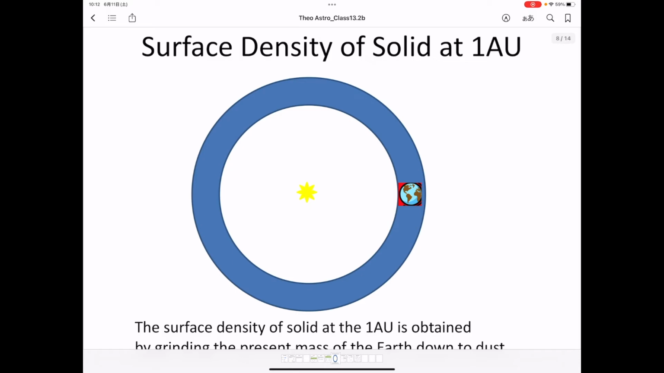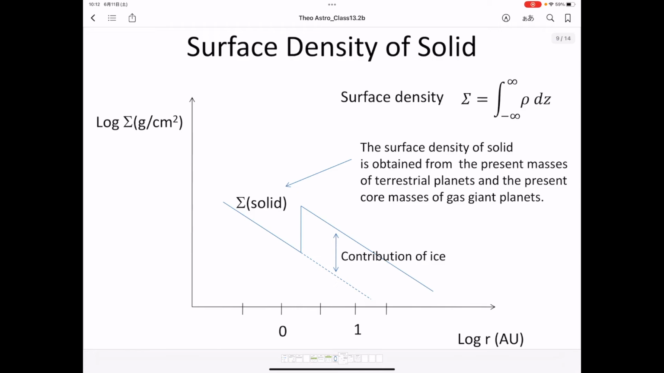Surface density of solid at 1 AU. Hayashi built a disk model using the present knowledge of planets at that time. Surface density of solid at 1 AU is obtained by grinding the present mass of the Earth down to dust and uniformly distributing it around its orbit. Then the surface density of the solid can be obtained. For example, at 1 AU, the present mass of the Earth is distributed in this region. We can find out the surface density of solid particles. Beyond the snow line, the contribution of ice enhances the surface density of solid particles.